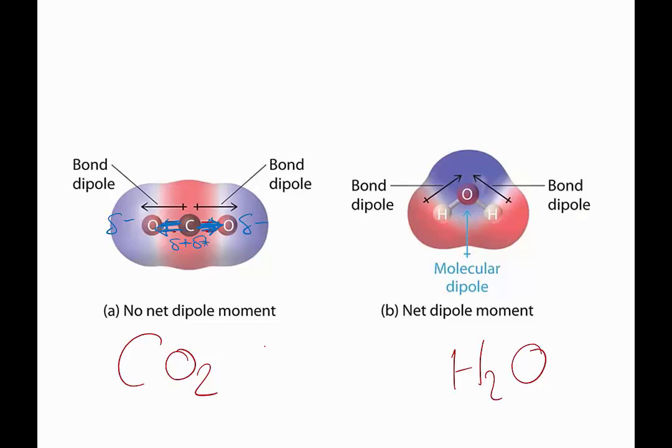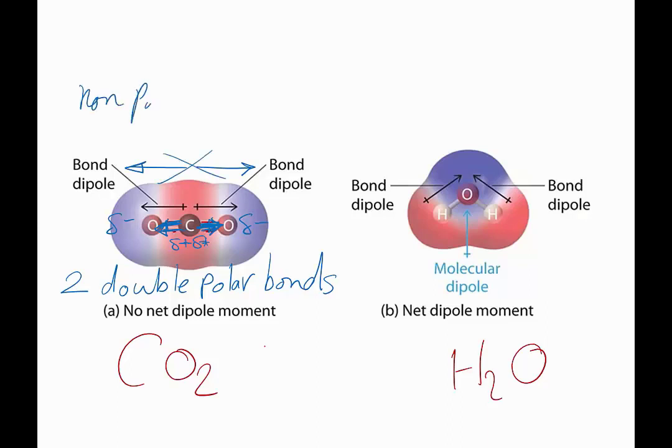So we have 2 double polar covalent bonds. What about the dipole, guys? Sorry, what about the molecule? The molecule itself. Is it a polar molecule or a non-polar molecule? Non-polar, that's right. Because one dipole to the right and a similar dipole to the left, they will cancel each other. So the molecule is a non-polar molecule.